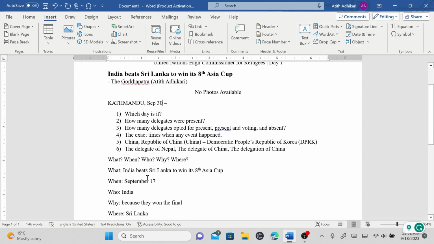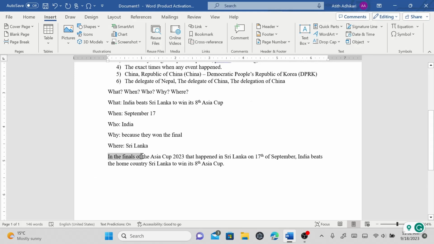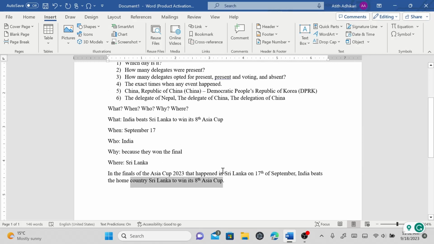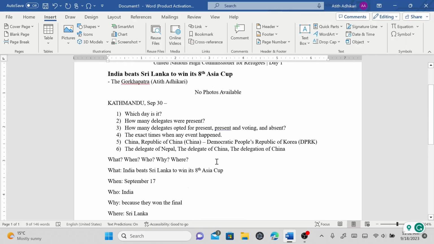And then the next is, you're going to start with such kind of paragraphs: in the final of Asia Cup 2023 that happened in Sri Lanka on 17th of September, India beats the home country, Sri Lanka, to win its 8th Asia Cup. And you will build on the story from then on. So yeah, that is basically how you write a news article.